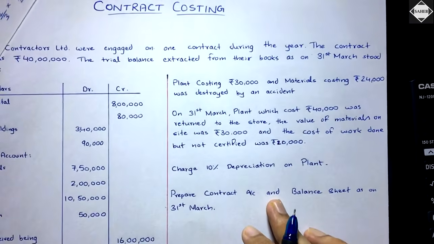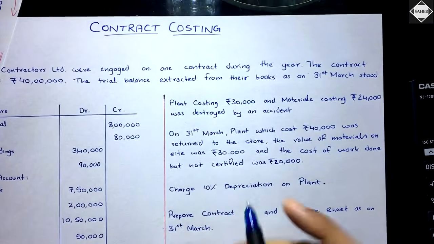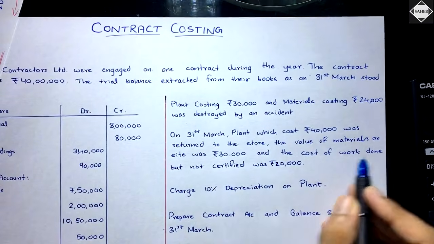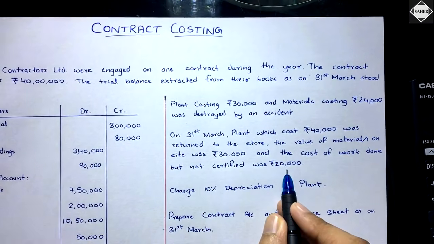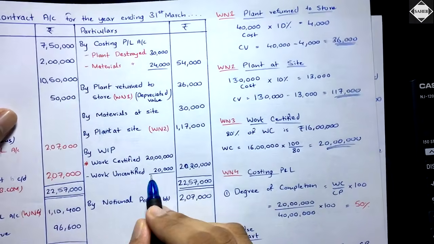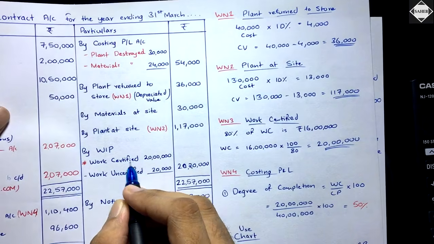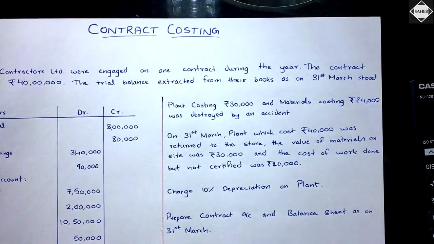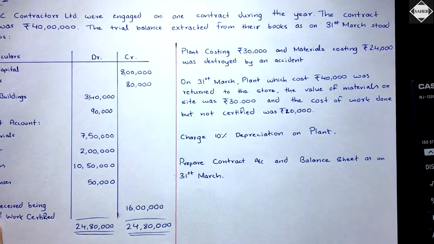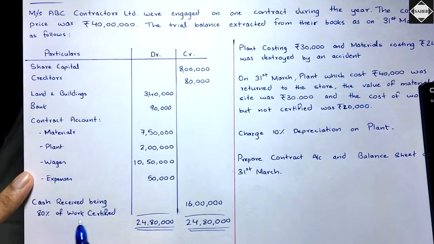But here, what has happened? Here they have given you the not certified. See here, work done but not certified was 20,000. So you can take that directly, 20,000. Work uncertified, 20,000. Right? Work certified, is it given? It's not given in the question anyway. But if you see over here, as I told you in the beginning itself, cash received being 80% of work certified is given over here, isn't it?